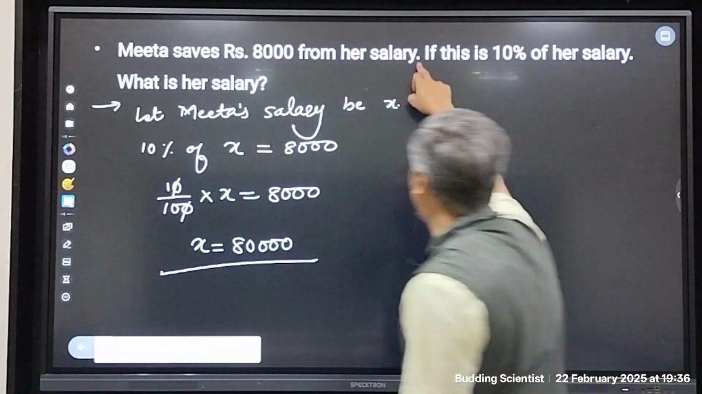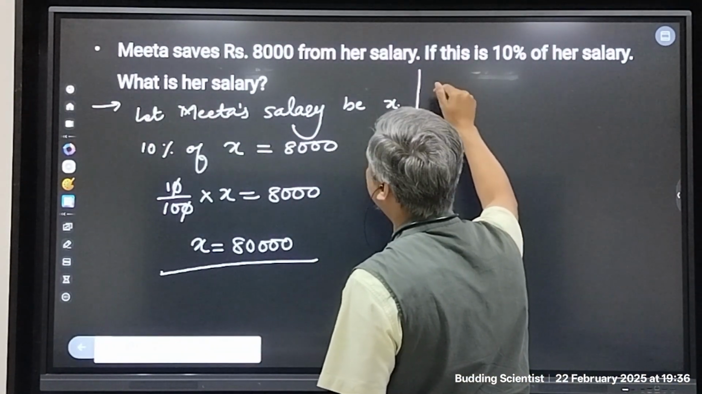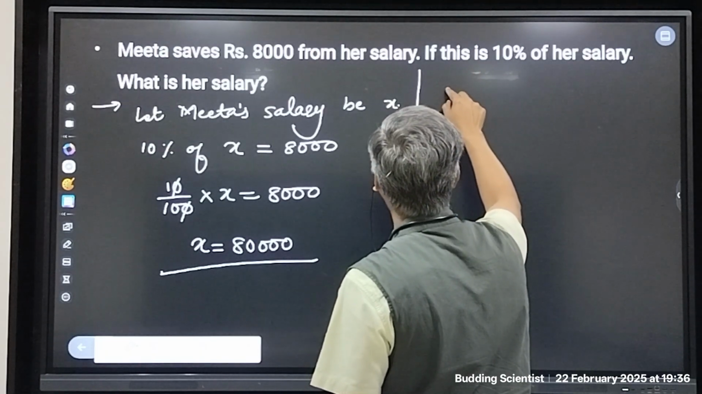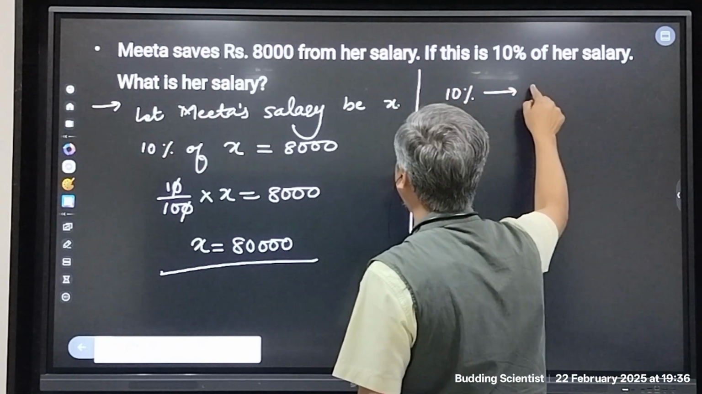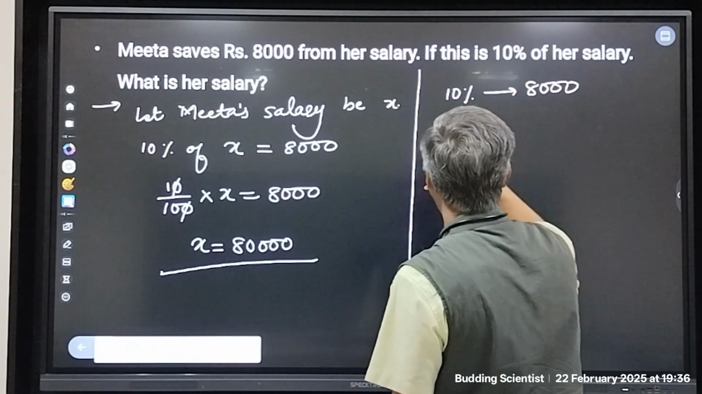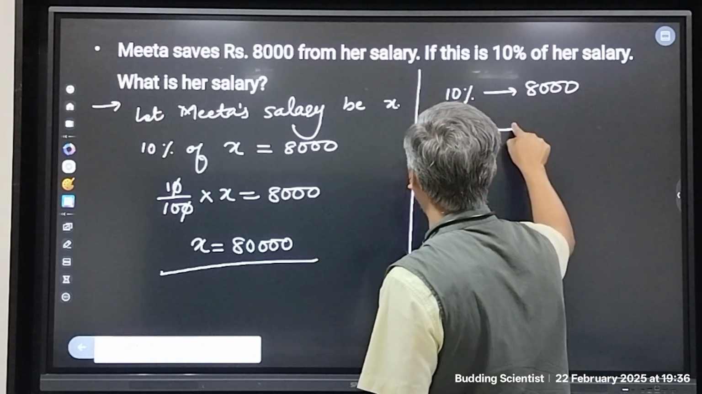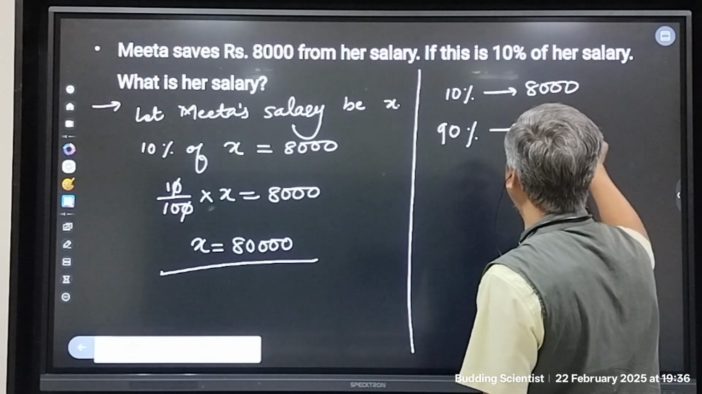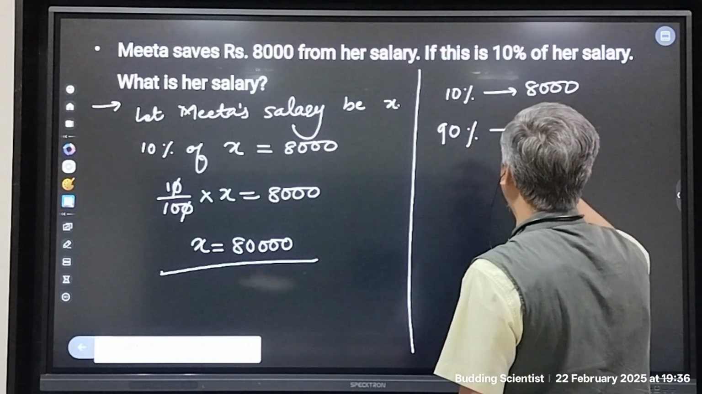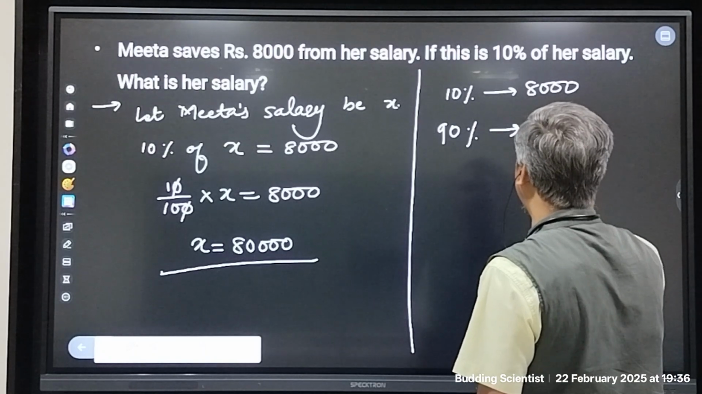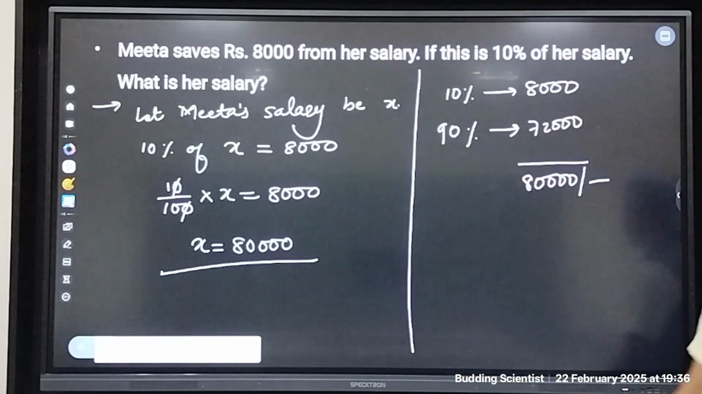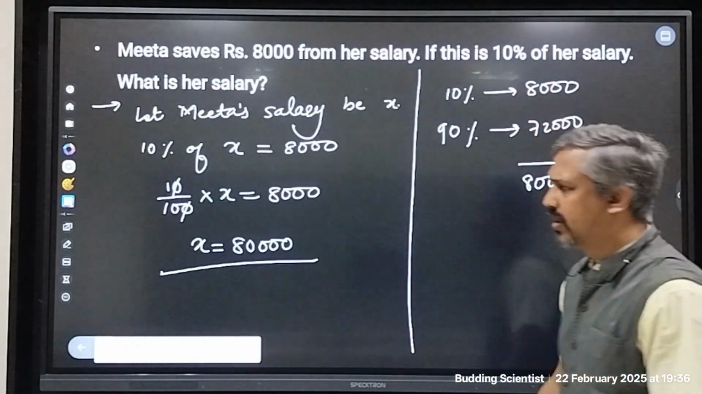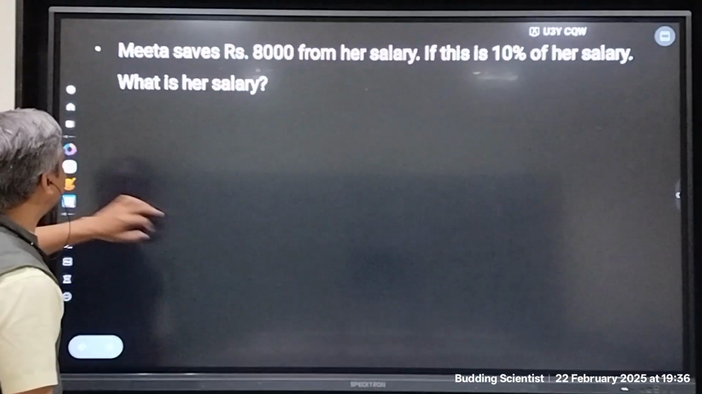Sometimes students do it this way, that she is saving 10% and that 10% is 8,000 rupees. So she spends 90%. And that 90% spending will be 9 times this, so this is 72,000. And the total will be 100%, the total of this will be 80,000. So the total salary is 80,000 rupees. Whichever way you want to solve, this is better mathematically, but this is not wrong as well. Whichever way you solve, you'll get the same answer.